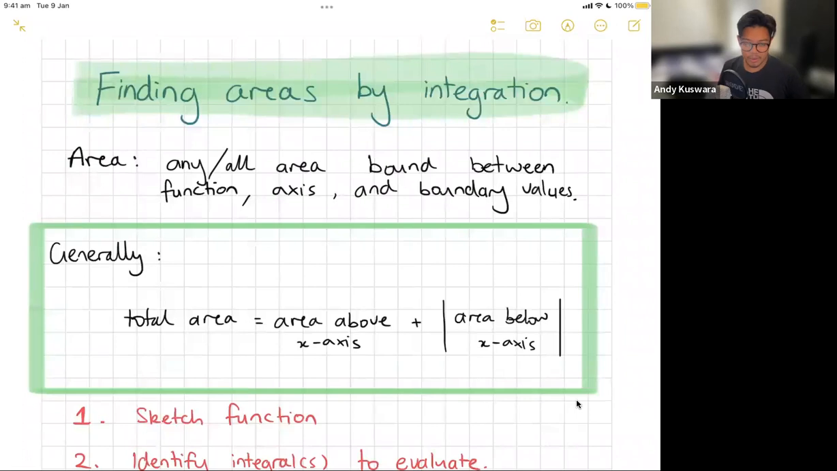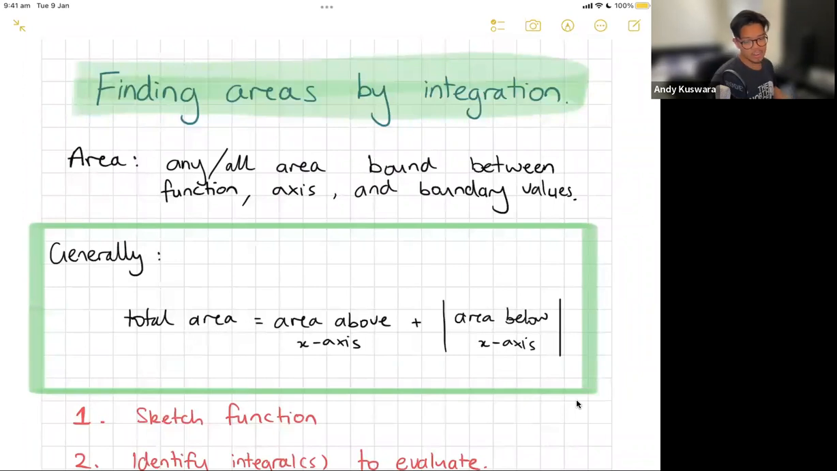Okay. All right, let's share screen and let's get to it. So today we are talking about finding areas by integration. Now we've been leading up to this and we've been working towards it. Now is where we put it all together.